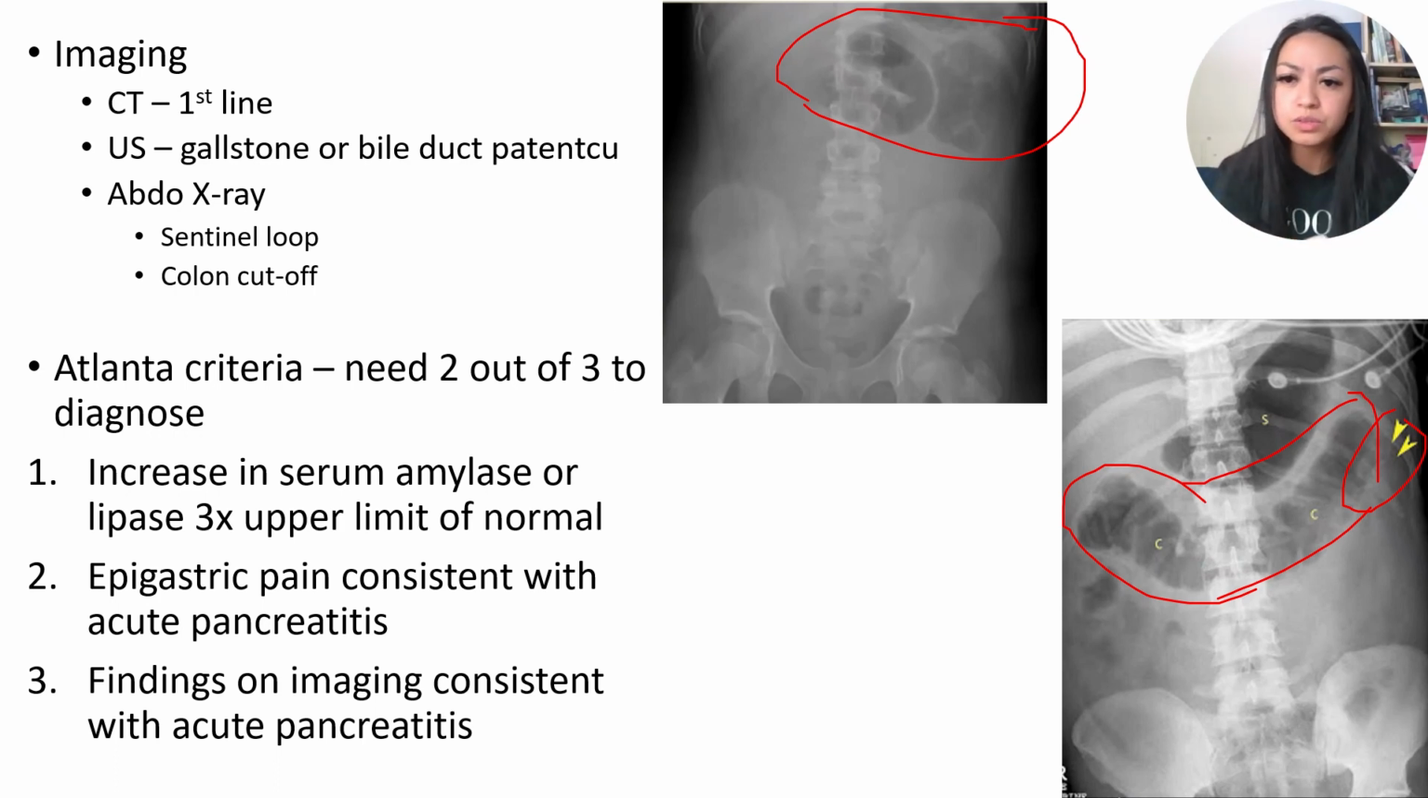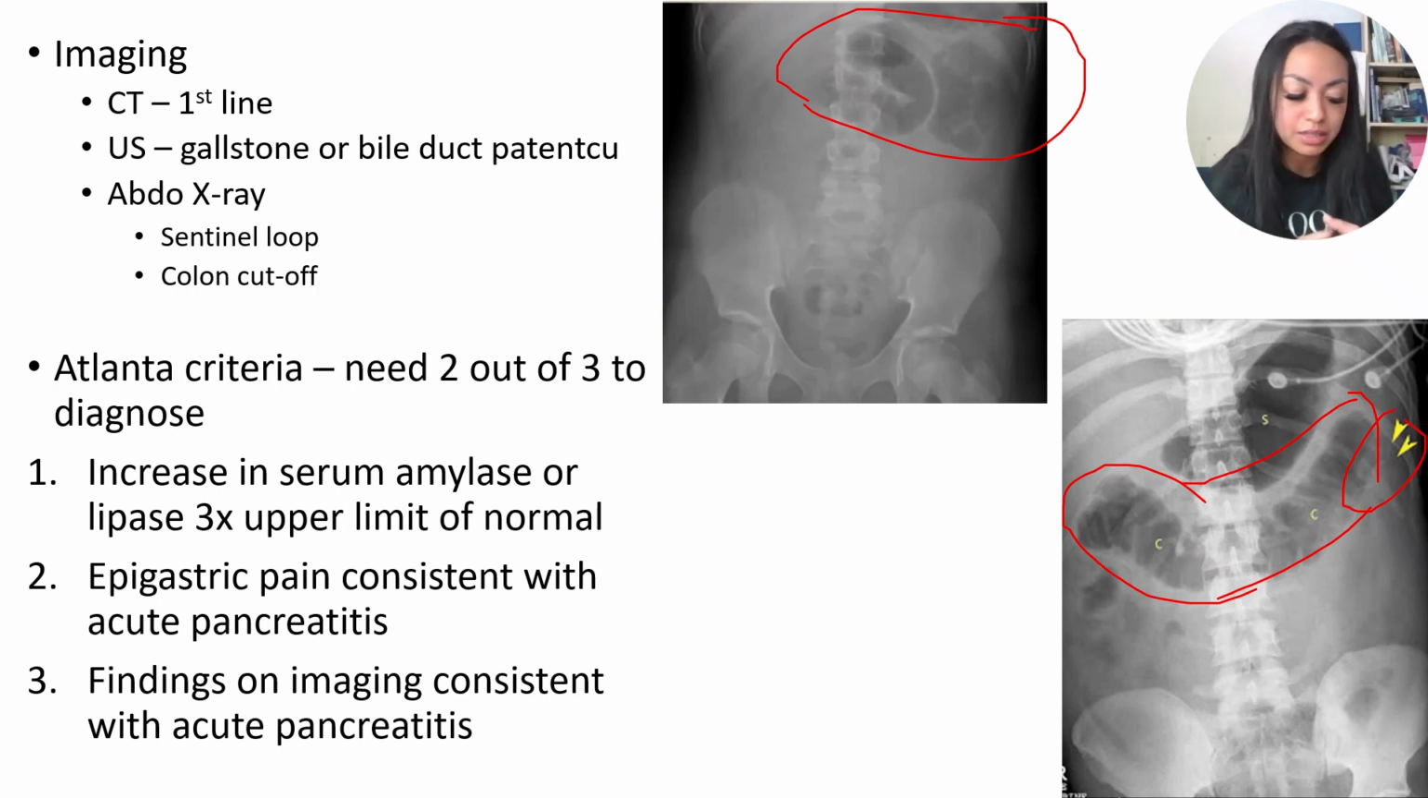To actually diagnose acute pancreatitis, we use a criteria called the Atlanta criteria. For the Atlanta criteria, you need at least 2 out of 3 of the following to diagnose acute pancreatitis. So what are the criteria? Number 1 is an increase in serum amylase or serum lipase to 3 times the upper limit of normal. Number 2 is epigastric pain that must be consistent with acute pancreatitis.